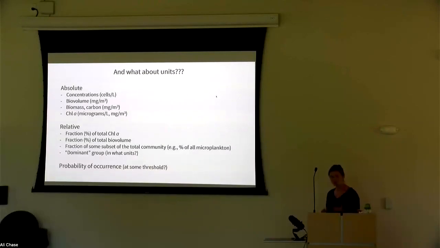Sometimes you might see probability of occurrence. Maybe that's useful for harmful algal species. A dominant group, what can that tell us? And in some cases, consistency in the unit is really what matters. So if we're trying to look at change through time, then we need to compare apples to apples.